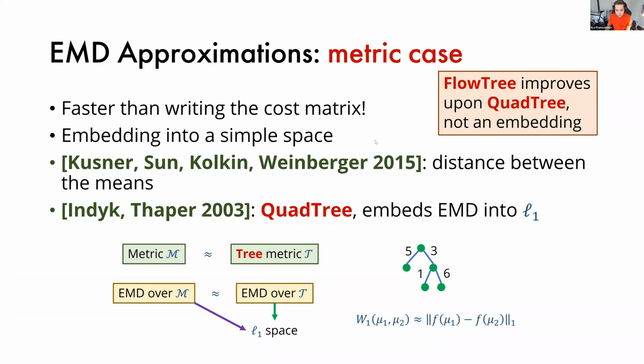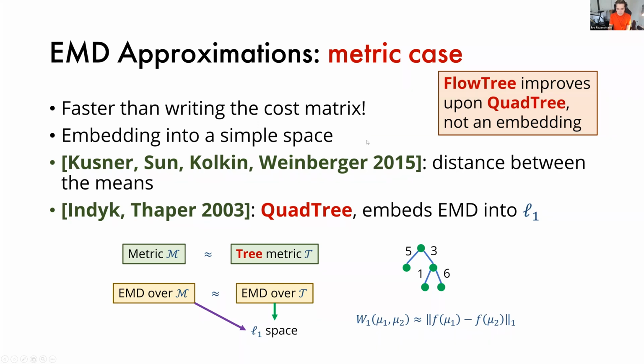Does the tree depth relate to the accuracy of approximation? Yes, in a certain way. You will see later that the approximation depends on tree depth in a very precise way. Yes, linearly, in fact.